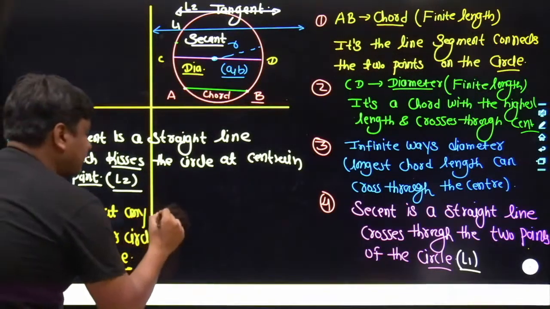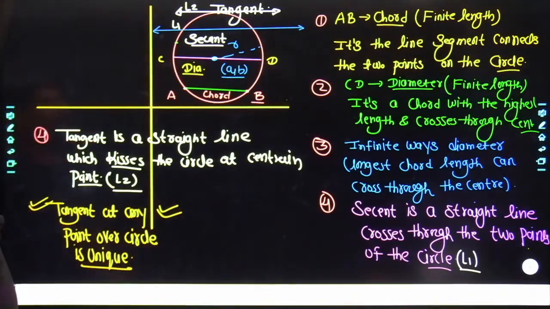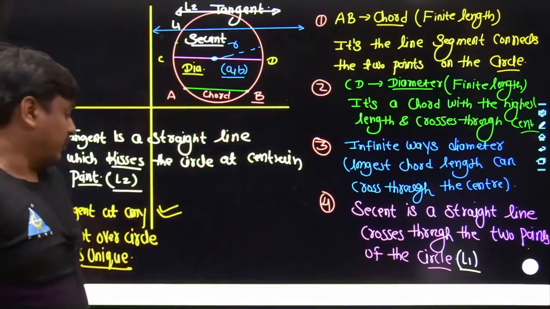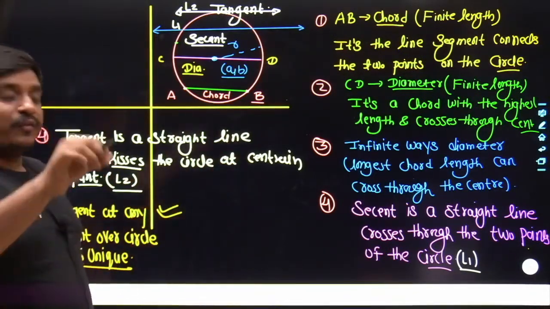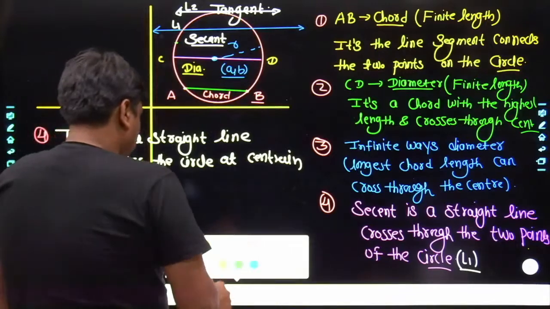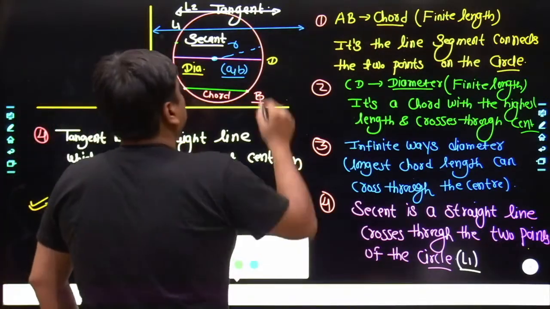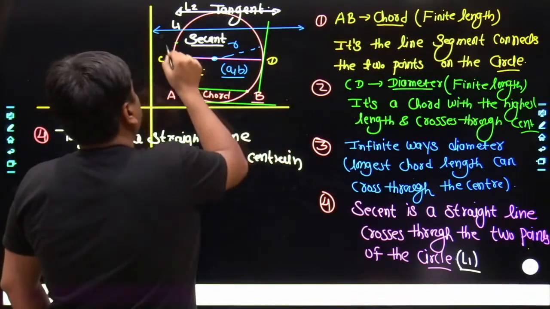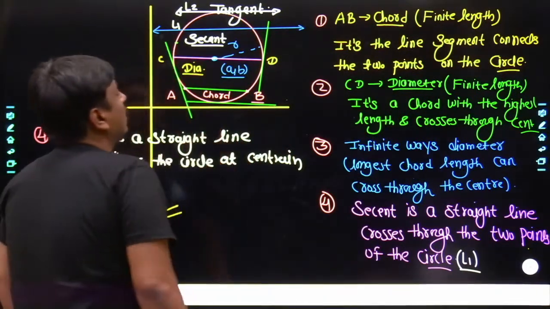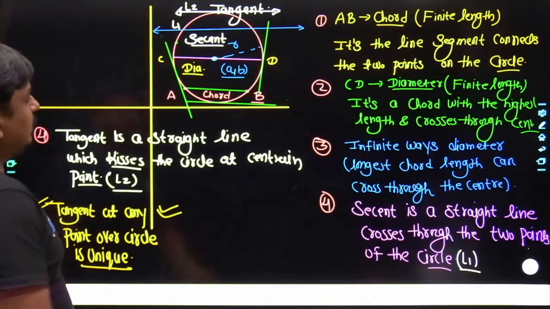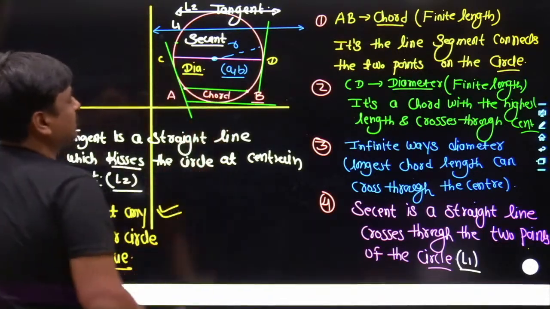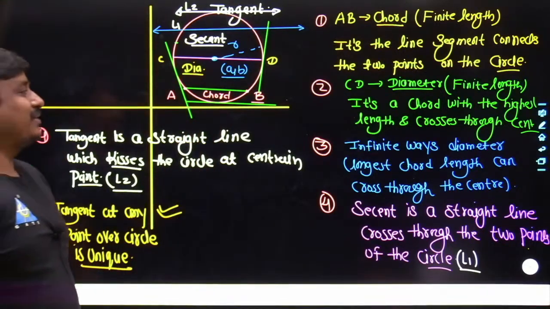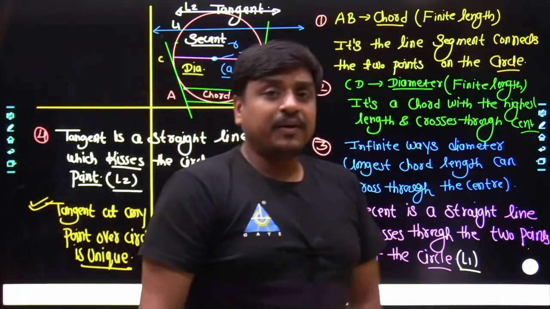How many tangents can be drawn over the circle? Infinite number of tangents if the point of observation is supposed to change. Like you can have this, you can have this, you can have this. In how many ways are you able to draw the tangent? Yes, it is a tangent. No, it is a tangent. So infinite number of ways the tangent can be drawn at the different points over the circle.